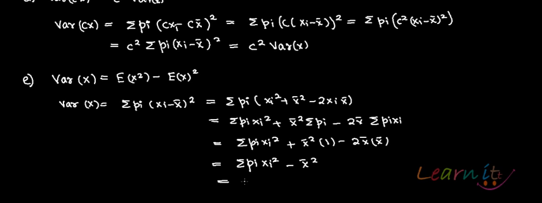But what is summation of pi xi square? E of x square. Okay, what is x bar square? E of x whole square. And this is what you have to prove, that variance of x is equal to this.